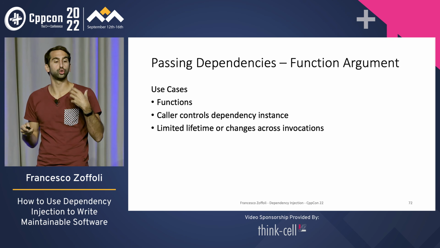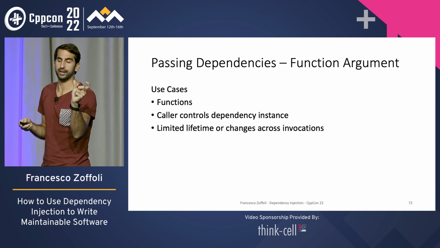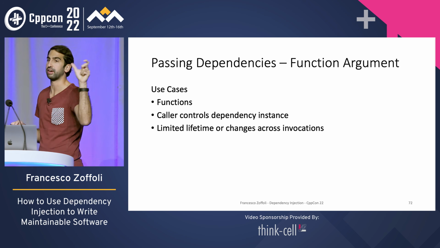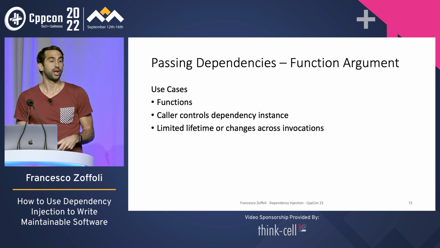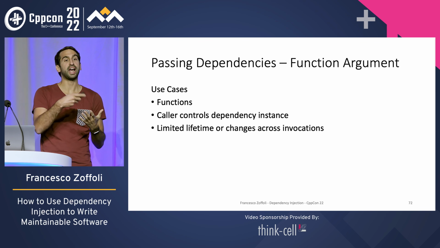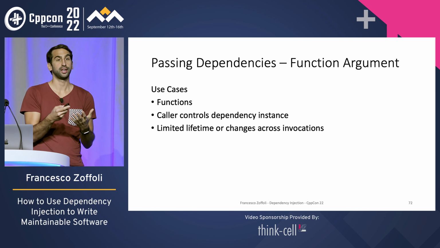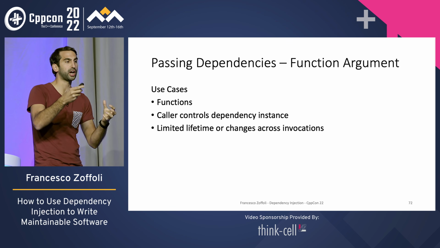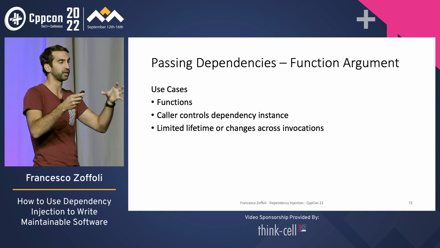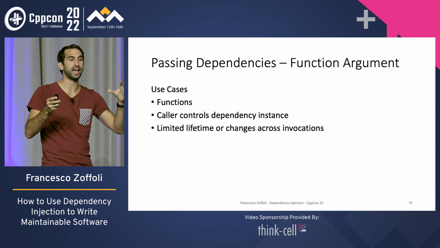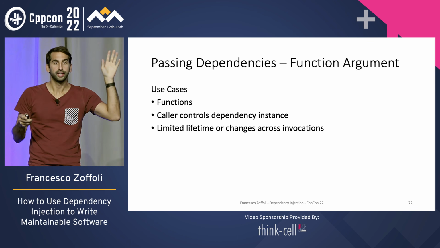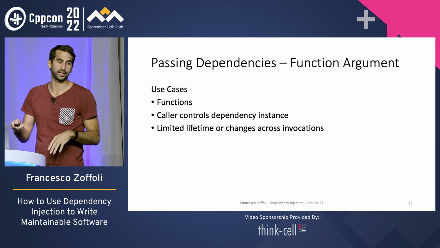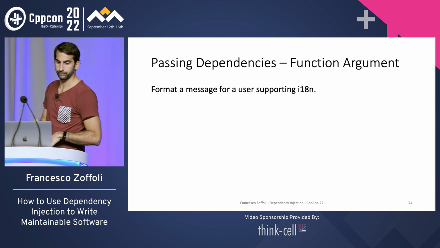And the other case in which you might need to pass in this way is when the caller needs to control which instance of the dependency to pass to the component. So this dependency might be changing every time you're calling it. Or alternatively, if the lifetime of these dependencies is shorter than your component. If you're passing to the constructor, there's the expectation that this dependency is going to be alive as long as the class is alive. And if this is not possible, you can pass it as an argument to the function.